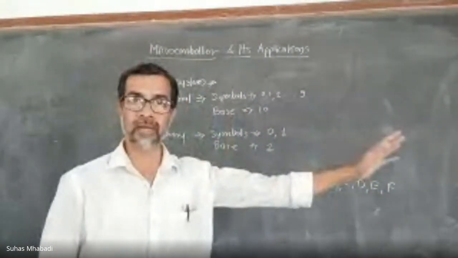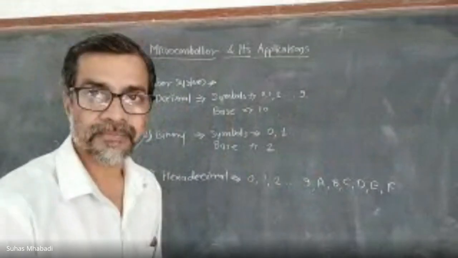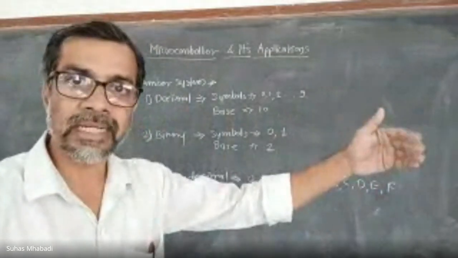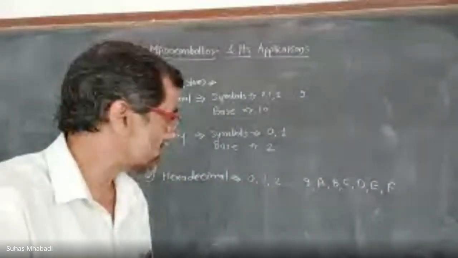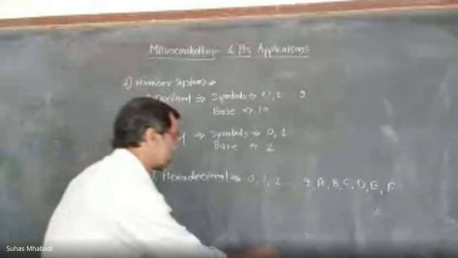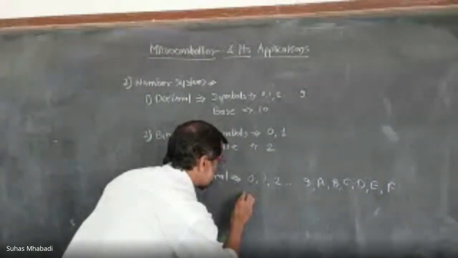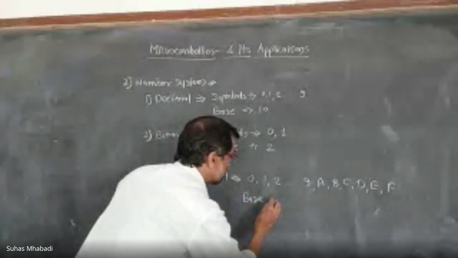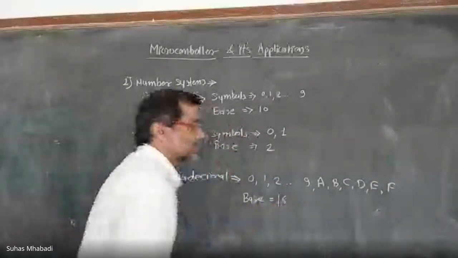The total symbols available in this system will be 0 to F: 0 to 9, then A, B, C, D, E, F. Total 16 symbols are available. So obviously the base of this system will be 16. The base of this system is 16. That's why it is called hex.